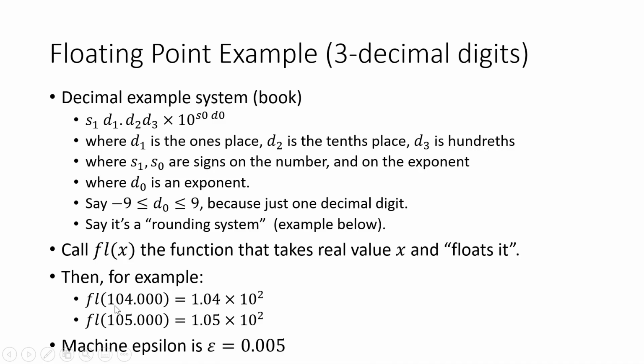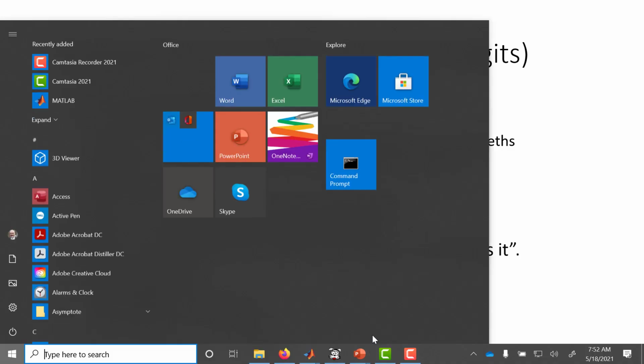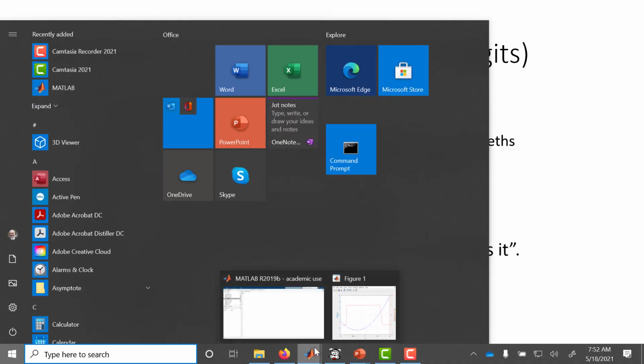Okay, so when I do the float now, the 104 is going to be 1.04 times 10 to the 2, and the 105 is going to be 1.05 times 10 to the 2. I get better precision, so my machine epsilon now is 0.005. It went from 0.05 to now 0.005. So I'm set up for success here with a 3-digit system.